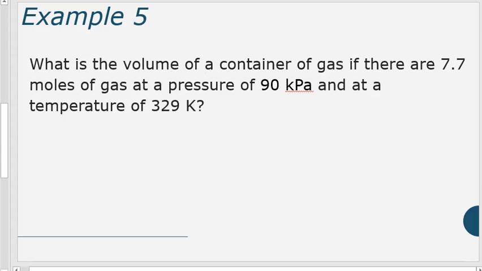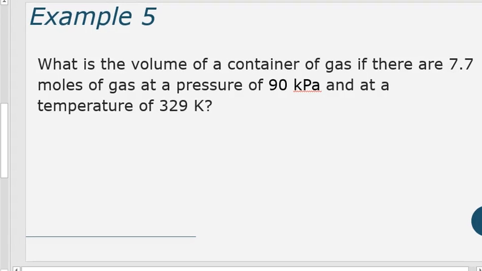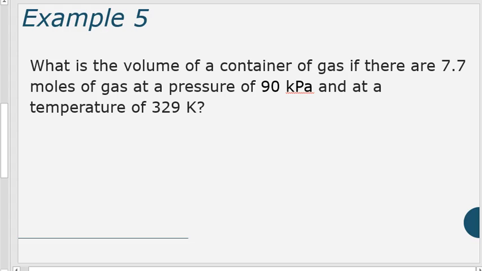Okay, let's go ahead and move to example 5. Number 5 says, what is the volume of the container of gas if there's 7.7 moles of gas at a pressure of 90 kilopascals at a temperature of 329 Kelvin? Okay, so we have 7.7 moles. So they give us n. They also give us 90 kilopascals, that's pressure. And they give us a temperature, which is 329 Kelvin.